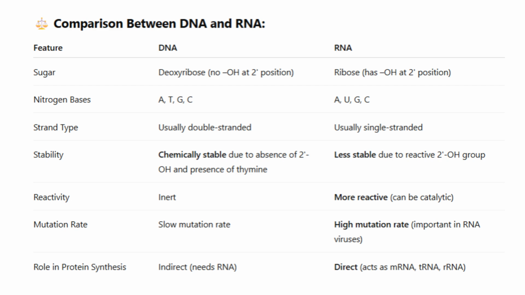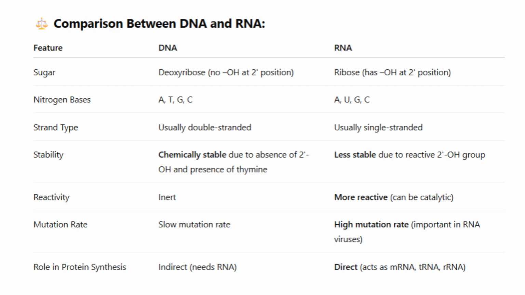Feature 3. Strand type. DNA is usually double-stranded, forming the famous double helix. RNA is usually single-stranded, allowing more varied structures. Feature 4. Stability. DNA is chemically stable, thanks to the absence of the 2'-OH group and presence of thymine. RNA is less stable, due to its reactive 2'-OH group. Feature 5. Reactivity. DNA is relatively inert. RNA is more reactive and even has catalytic roles, like ribozymes.